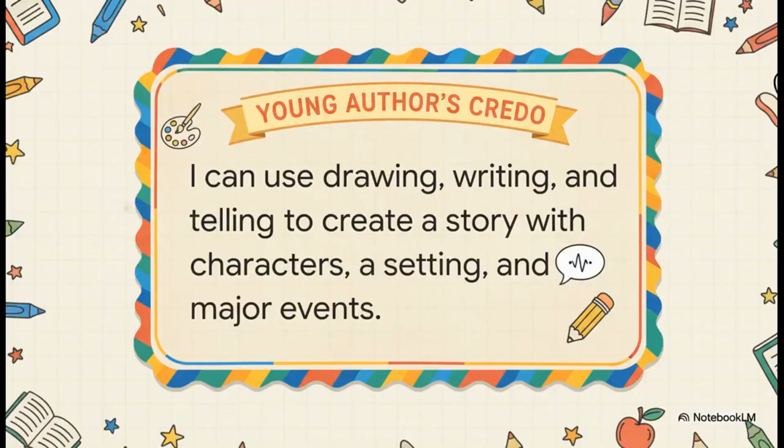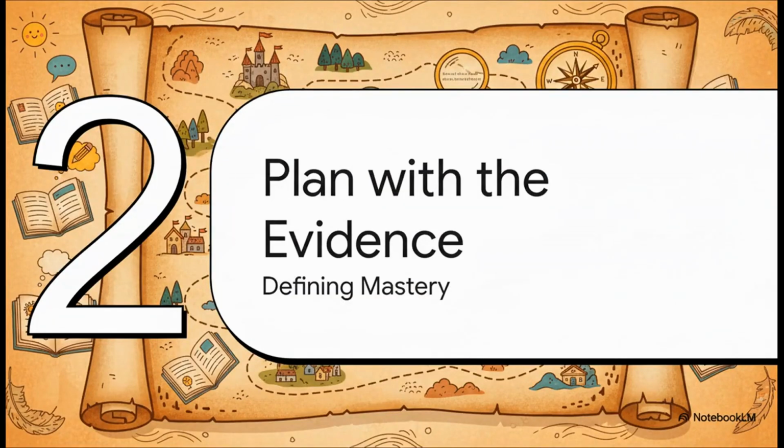This part is absolutely crucial. We have to translate that official standardese into something our students can actually understand and own. An I can statement like this is perfect. It's simple, it's clear, and look, it honors all the ways they can tell their story, whether it's through drawing, writing, or just telling it out loud. So, we know our destination. Now, how do we draw the map to get there?